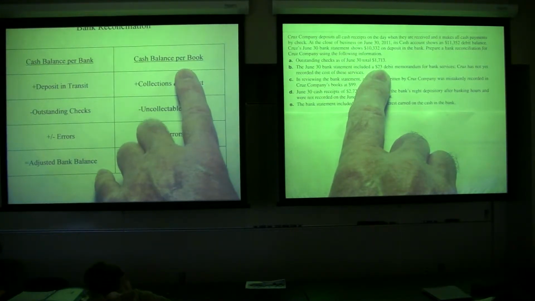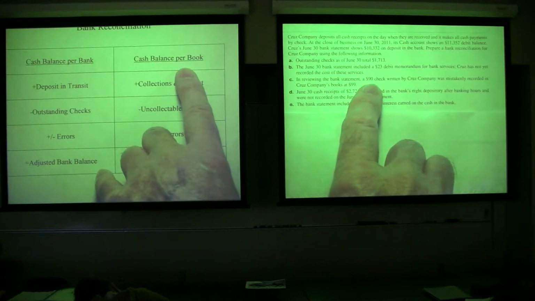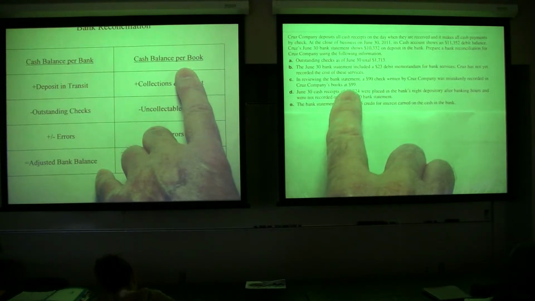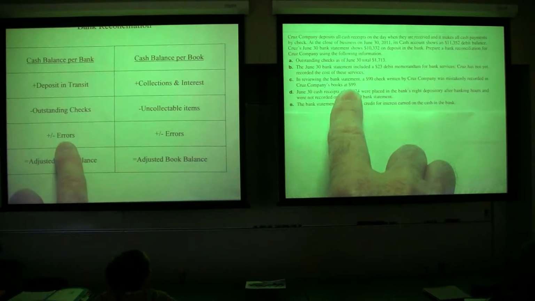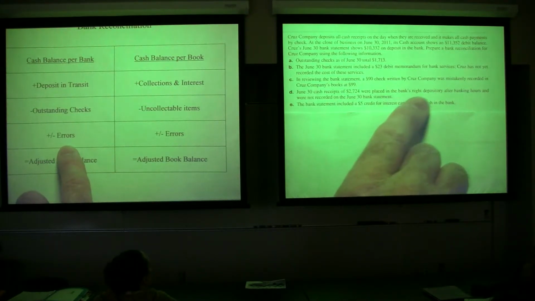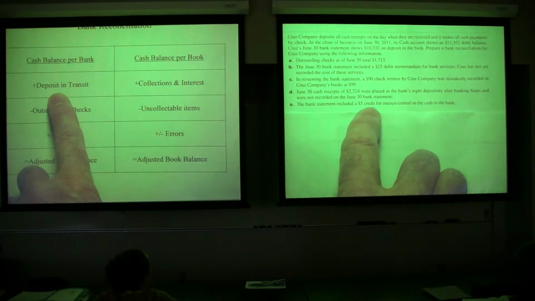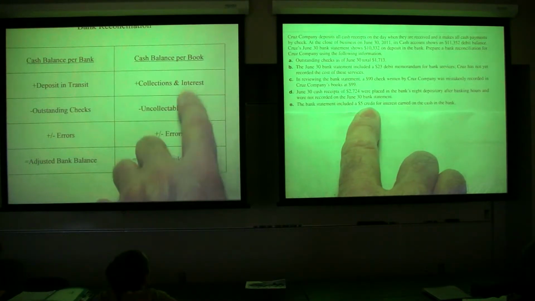Here's a $90 check written by the cruise company. It was mistakenly recorded in your books. So the bank took out an extra check, that's the error. What do you do to make it right? And then June 30th cash receipts were placed in the bank's night depository but didn't make it to the bank statement, so you add deposits in transit. And there's a $5 credit for interest earned. That will show up as interest here on the book part.